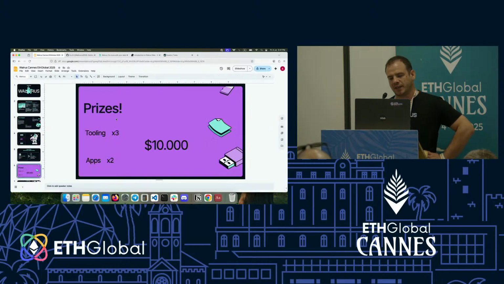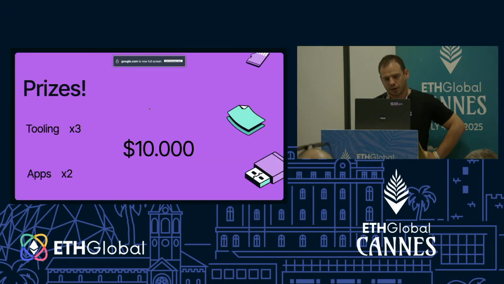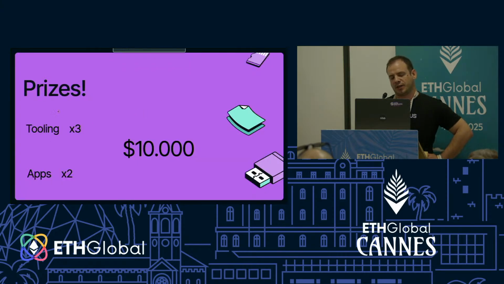So as I said, for the tracks, we have two sections. One is tooling. Our main interest in Walrus is that it's built on Sui, but it's made to be chain agnostic. You should be able to use it from EVM or any other ecosystem. Anything that helps us in that direction is something that we're really keen on seeing.